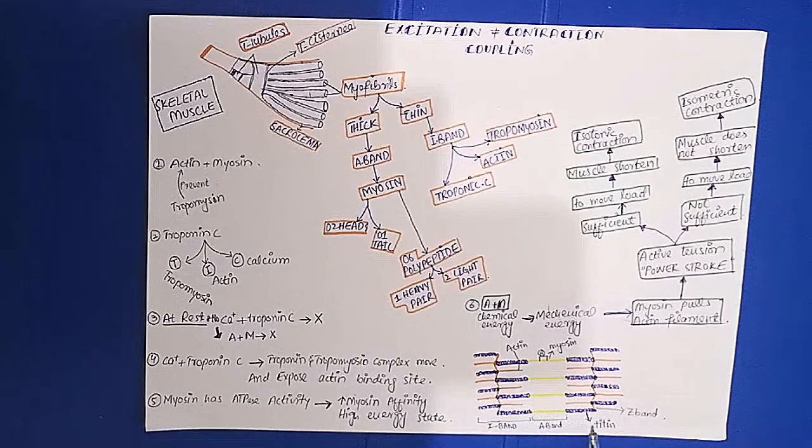Titin proteins anchor the myosin, and are the most important component of striated muscle elasticity. Dysfunction in titin proteins is associated with dilated and restrictive cardiomyopathies.